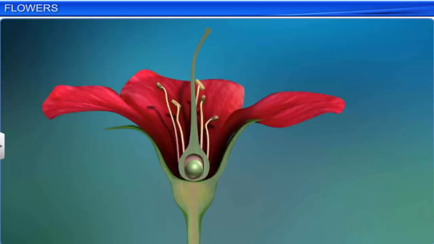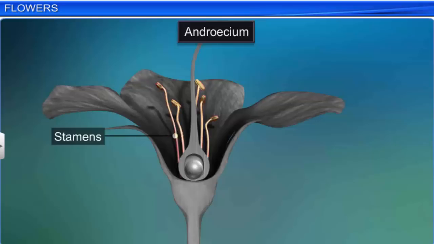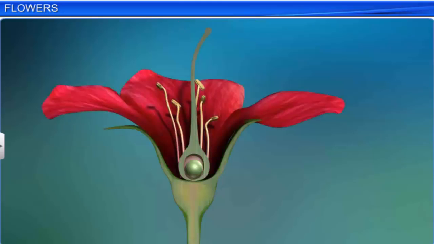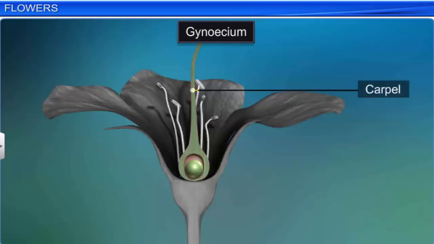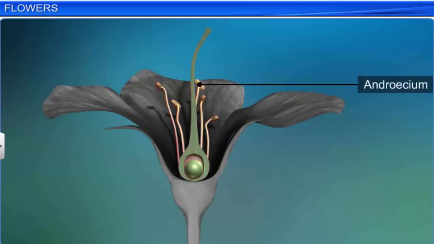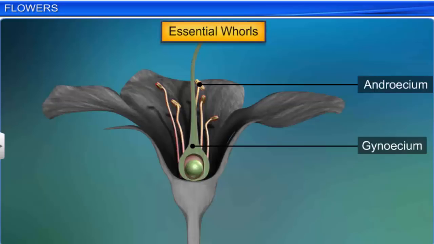The whorl inner to the corolla is the androecium, consisting of stamens, which are the male reproductive organs. The innermost whorl is the gynoecium, consisting of one or more carpels, which are the female reproductive organs. Both the androecium and gynoecium are the reproductive organs of a flower. They are also called the essential whorls of a flower.